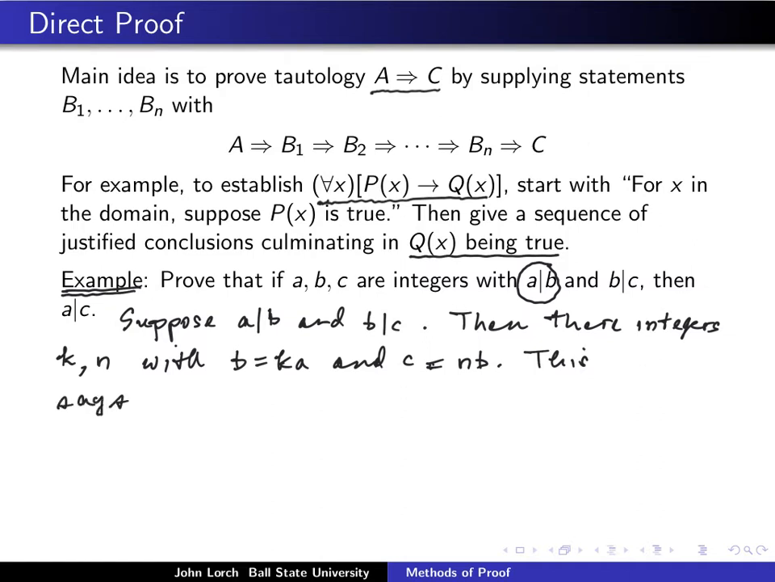So what does that say about c? Well, c then would be n times b, but b is equal to k times a. And now, what does that mean? Well, that means that a divides evenly into c. And that's the end of our proof, right? It's like what we said a little bit earlier. We start by supposing our given statement, and then we want to supply justified intermediate statements that will result in the conclusion that we want to obtain.